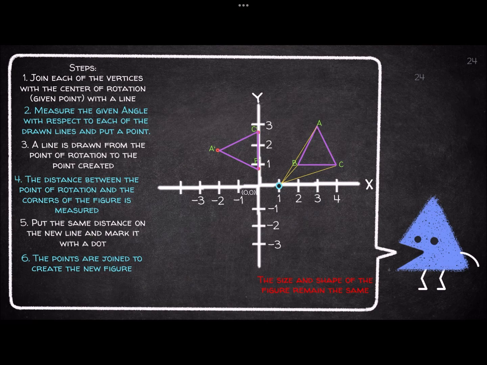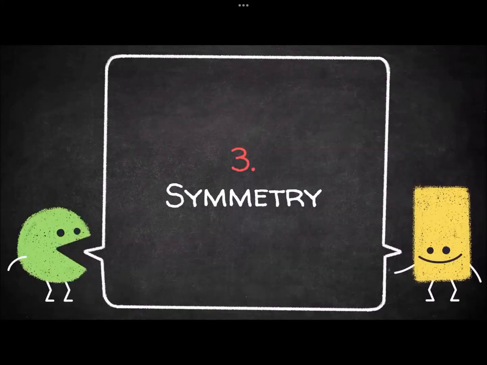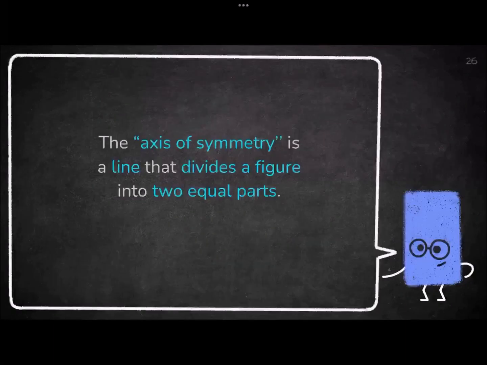You need to note that the size and shape of the figure remains the same. The third movement is named symmetry. First of all, we need to know what the axis of symmetry is. The axis of symmetry is a line that divides a figure into two equal parts.